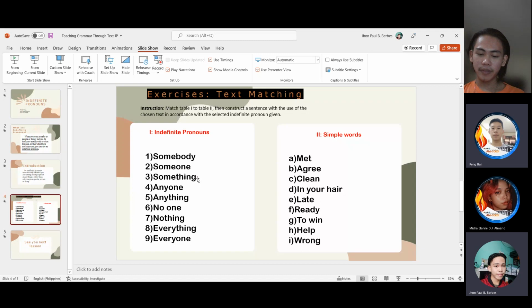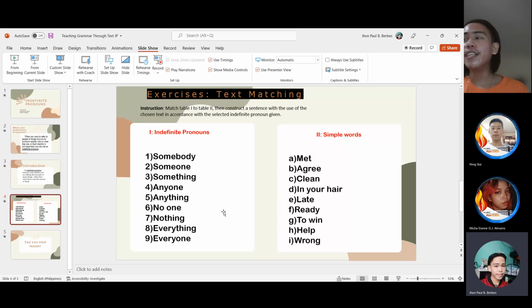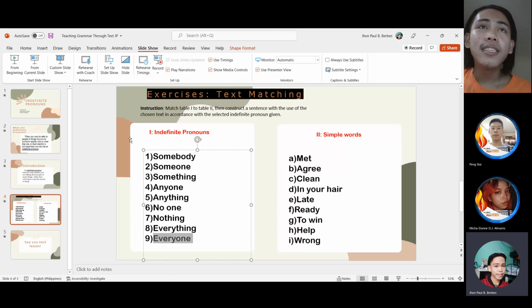Sir, can you say it? I can see Bai's answer. Okay. Thank you, Bai. Number one, his sentence is "Everyone agrees with her opinion." So basically, he chooses everyone in table 1 as his indefinite pronoun.